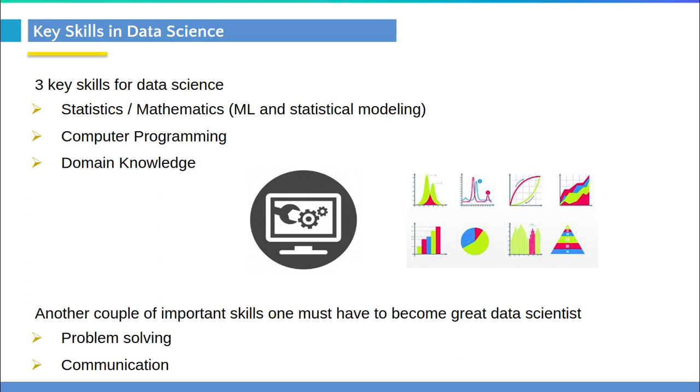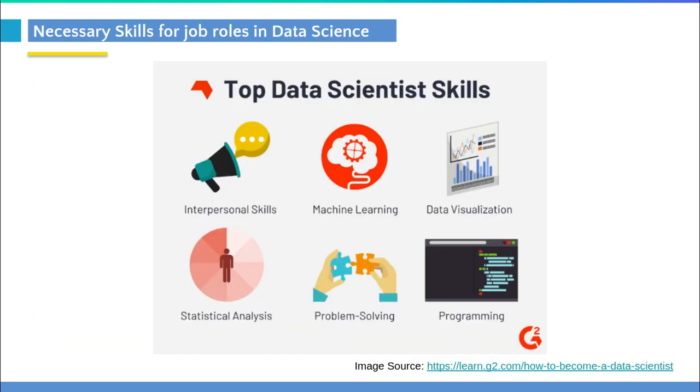Why communication? Because we have to revisit the business and various stakeholders before we finalize, because there is an investment involved, and final predictions we are thinking about bringing some value addition to the business. So we have to revisit again and again to make sure that we are on track to achieve the business objective, right? So there are some top data scientist skills: machine learning, data visualization and interpersonal skills, statistical analysis, problem solving and programming.